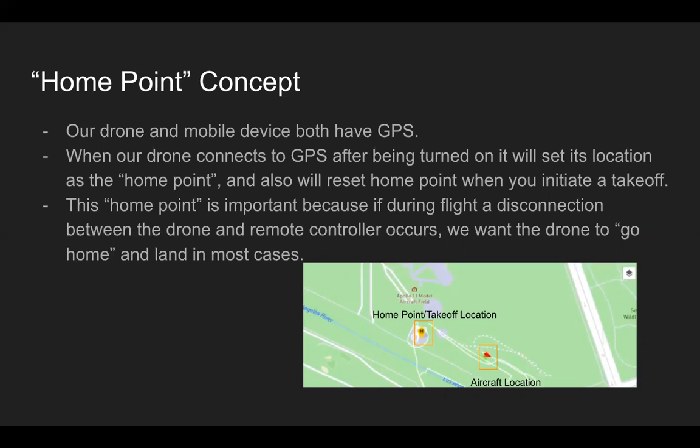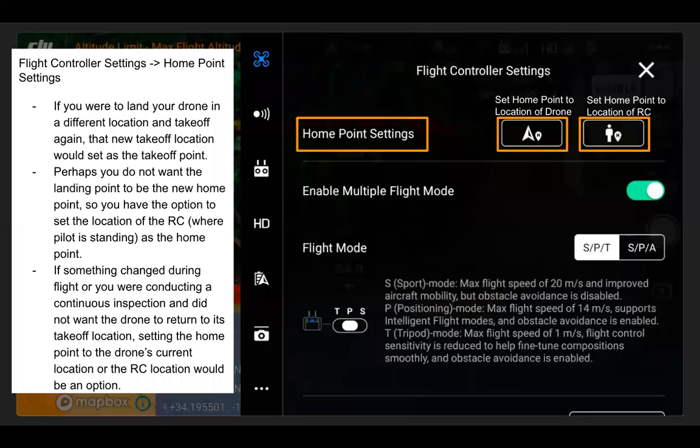But this home point is important because if during flight there's a disconnection between the drone and the remote controller, we want the drone to go back to this home point and land. This is a really great safety feature for all UAS because it adds a layer of protection: if the drone disconnects from the RC, as long as it's still connected to GPS, it's going to be able to come back and land in that location. It's surprisingly good, how good this feature is. Some of you might have experienced it before.